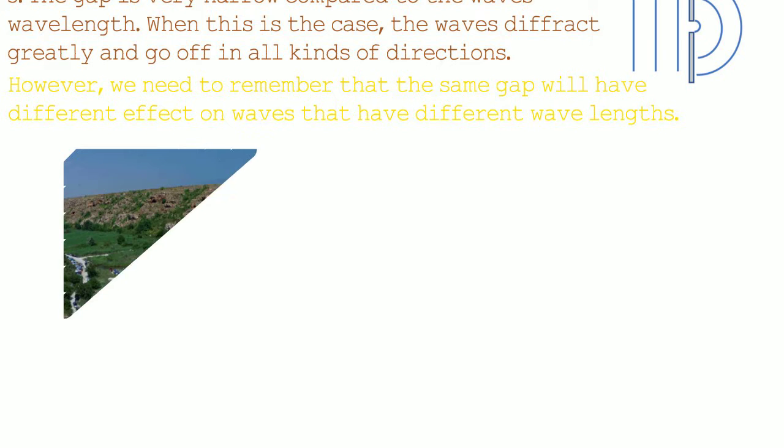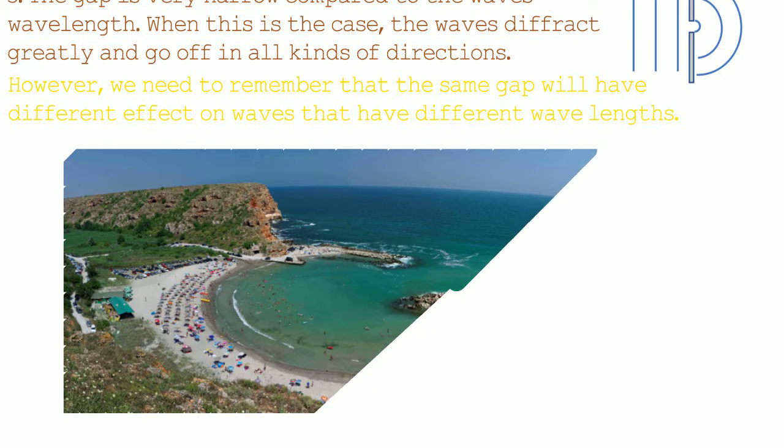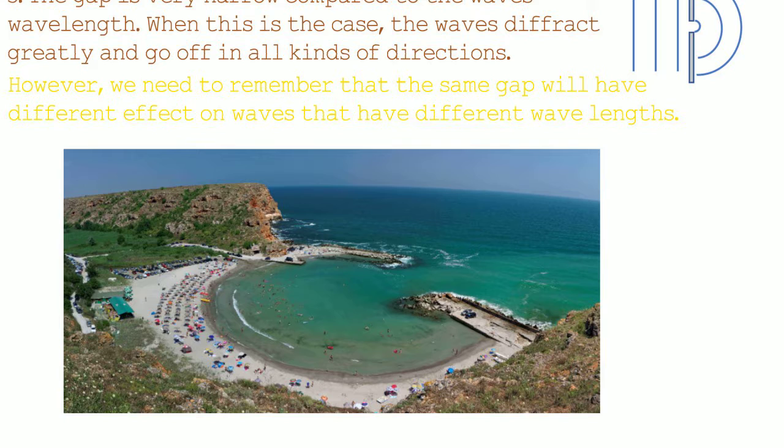An easy way to think of diffraction is to think of a harbour with waves travelling through the gap where the boats come in. When the waves come in through the gap, they then spread out across the whole harbour.